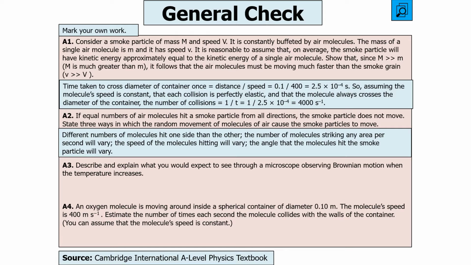Now, it's different because different numbers of molecules hit one side than the other. The number of molecules striking any area per second will vary. The speed of the molecules hitting will vary, and the angle that the molecules hit the smoke particle will also vary.